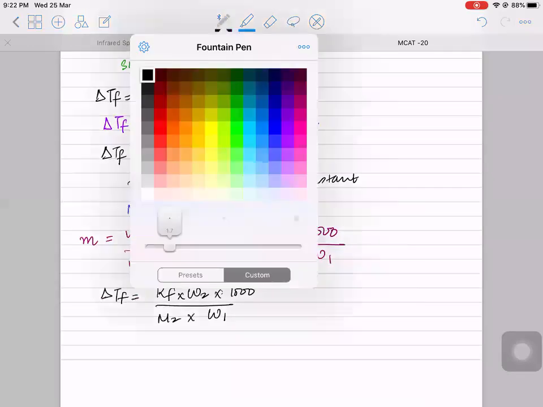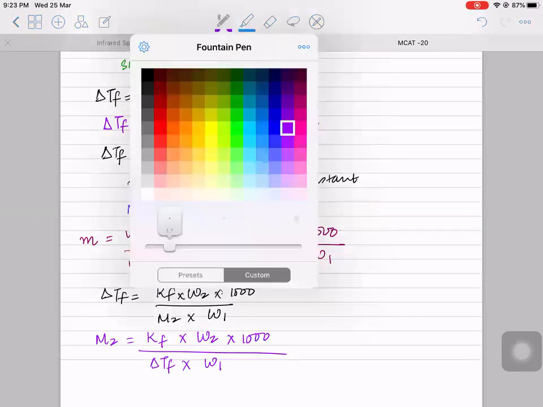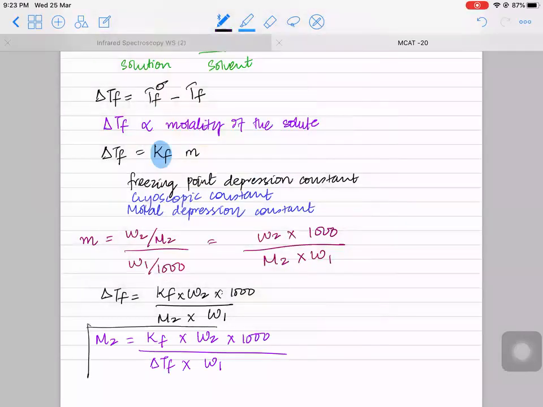And you can make M2 the subject because you can find the molar mass through the colligative property. So that will be M2 equals KF times W2 times 1000 upon delta TF times W1. So you can again find the molar mass or identify a compound based on its colligative property.